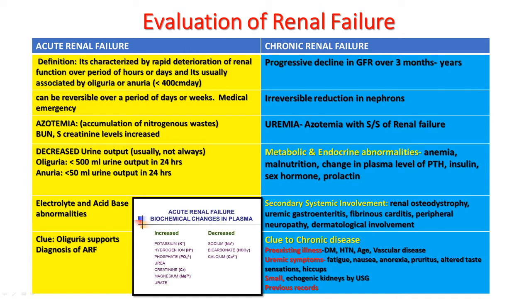The clue is that there is always an underlying chronic disease present in patients of chronic renal failure, where you may see a history of diabetes mellitus, hypertension, elderly age, and some vascular disease is also prevalent. The uremic symptoms like fatigue, nausea, anorexia, pruritus, altered taste sensations, hiccups are also very important clues indicating chronic renal failure. And on radiological examination, you get a small echogenic kidney. And the most important thing is that previous records are always available for those patients who are diagnosed as chronic renal failure.